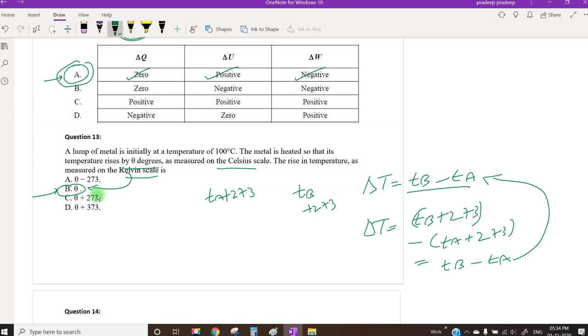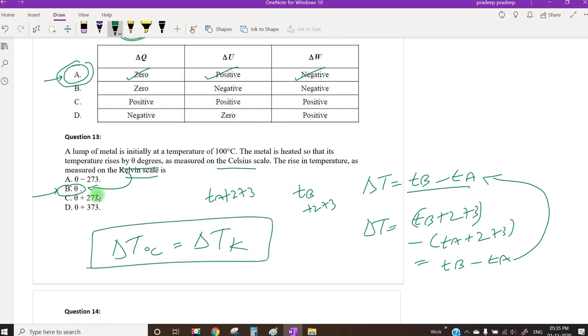Yes, sir. Okay, great. Sheldon, is it clear? Yes, sir, got it. So you have to remember this as a principle. The change in the temperature, either in degrees Celsius or in Kelvin, they are the same. The change in the temperature. Okay, good.